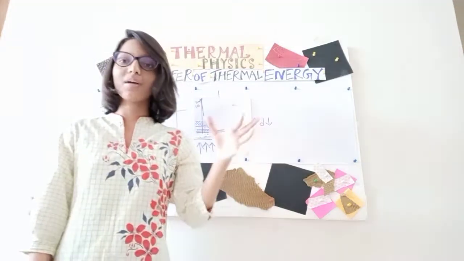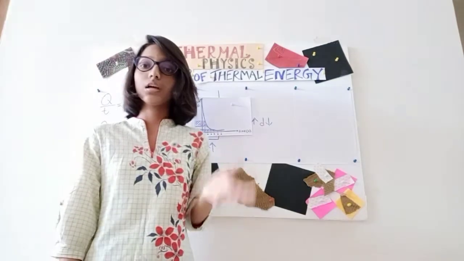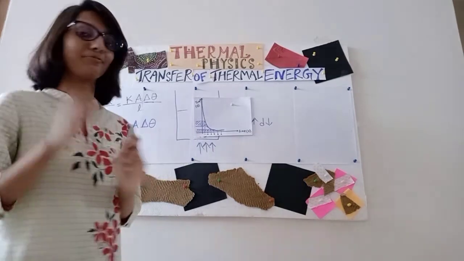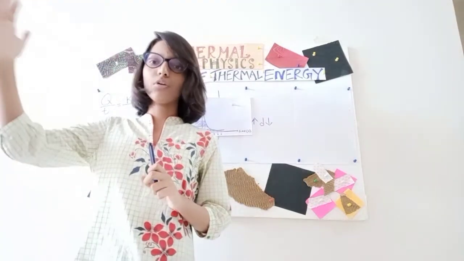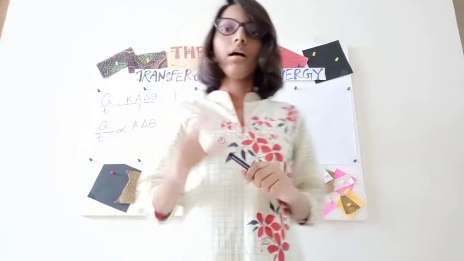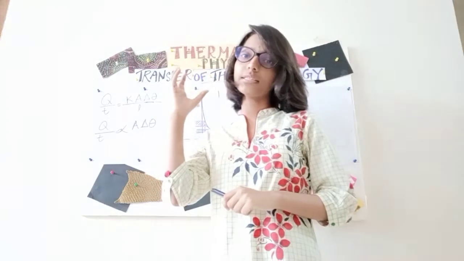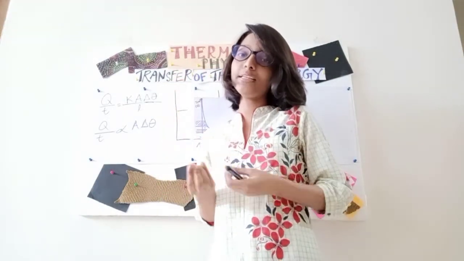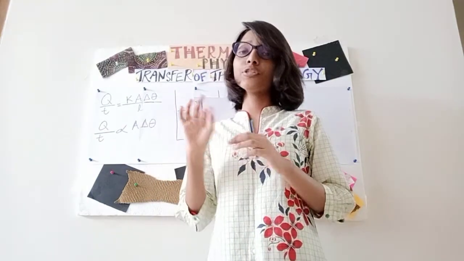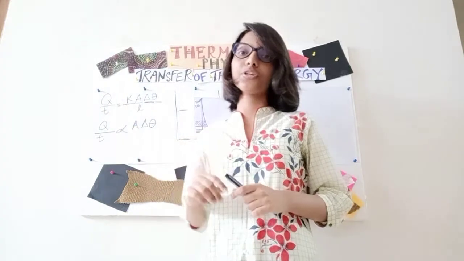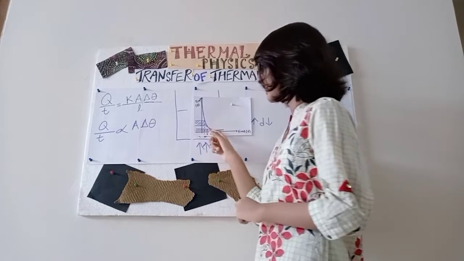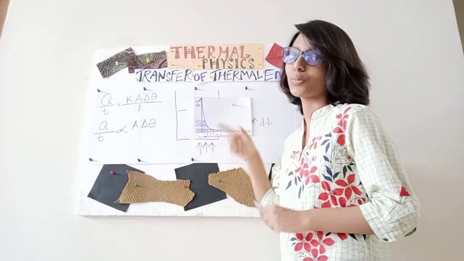Why? Because temperature by time is the same as Q by T, the rate of heat transfer. At first the temperature difference between the body and the surrounding was more, so the rate of heat transfer was more. But as it is cooling down, losing heat, its own temperature is decreasing. Now the difference between its own temperature and the surrounding temperature is decreased, so the rate of heat transfer is also decreased, and that is why we can see the gradient is decreasing in this way.